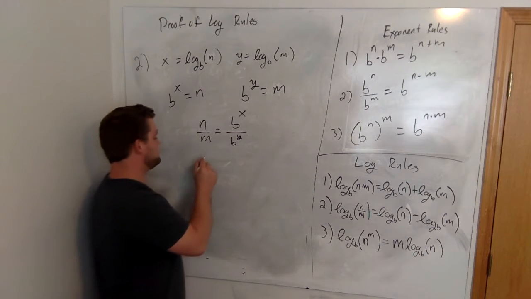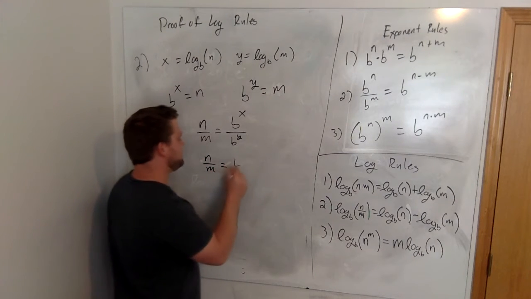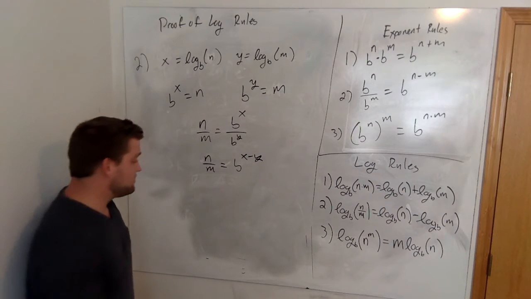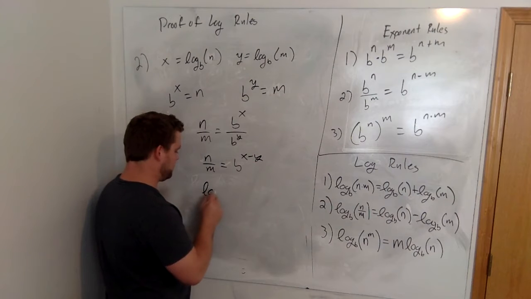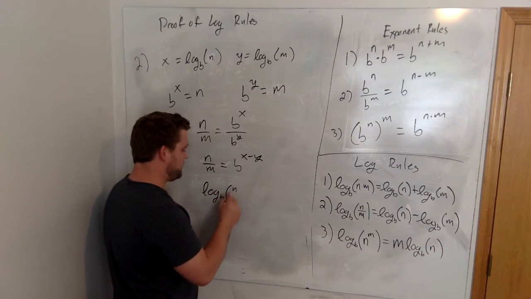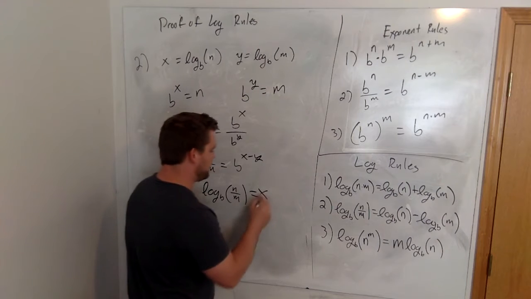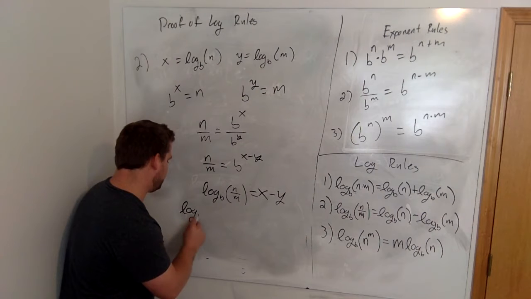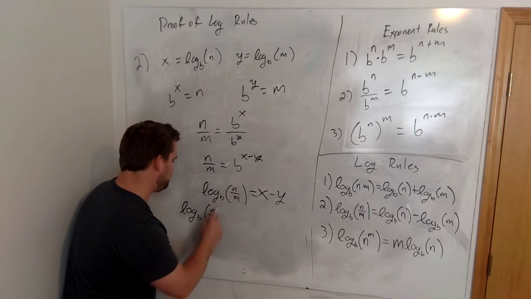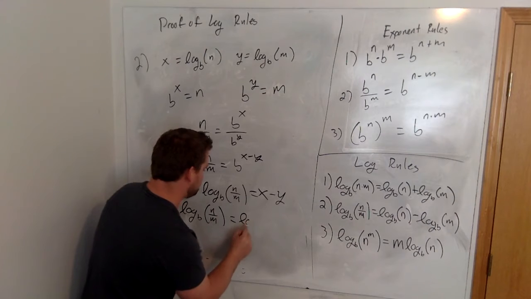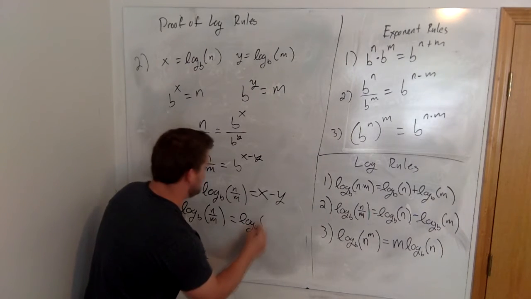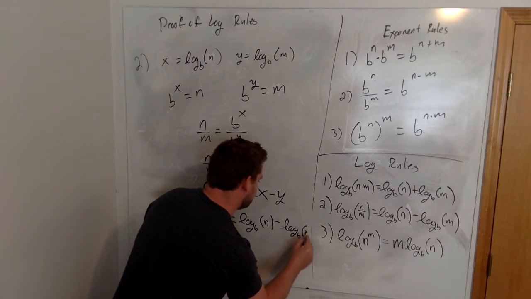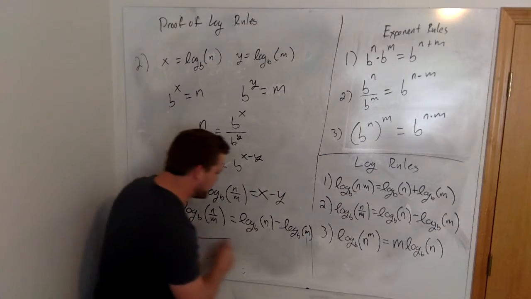There's a rule here that says that n over m is the same thing as b to the x minus y. Well, we can now switch this into log form. This is the same thing as saying that log base b of n over m is equal to x minus y. So we have that log base b of n over m is equal to log base b of n minus log base b of m. And there we have it, our second log rule.